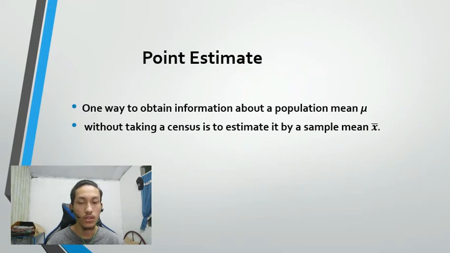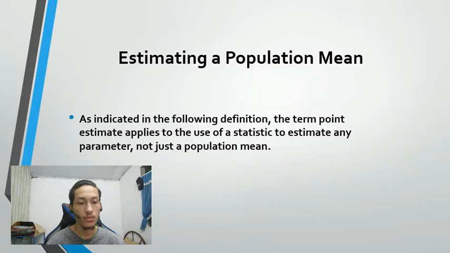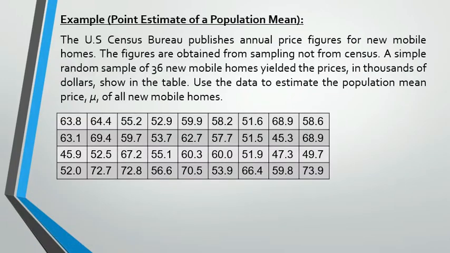About the point estimate: one way to obtain information about the population mean without taking a census is to estimate it by a sample mean. In estimating a population mean, as indicated in the following definitions, the term point estimate applies to the use of a statistic to estimate any parameter, not just a population mean. So this is the question for the point estimate of a population mean.